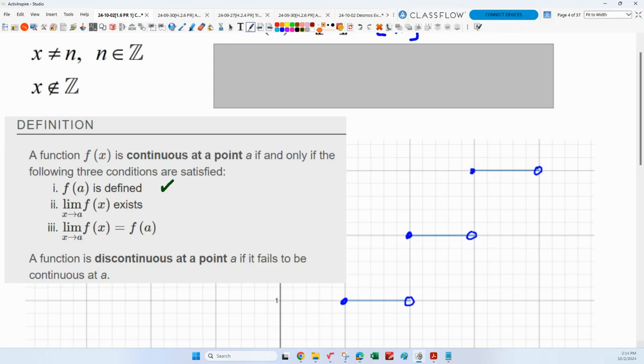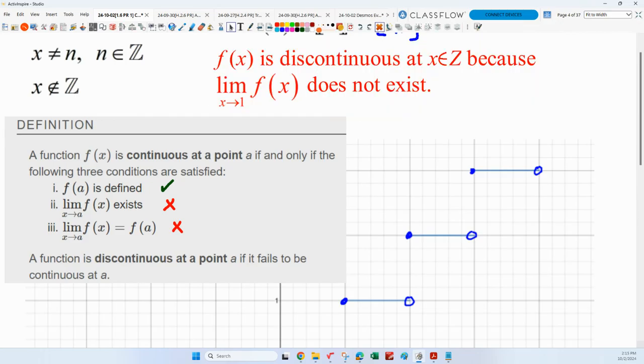No. How come? Okay, because I'm getting different values from the left and the right. Yeah, okay, so we fail that one. If we fail any of these, we fail the third. And so we would say, no, this function is discontinuous at every integer. Okay? F of x is discontinuous at all x that are elements of the set of integers, right?